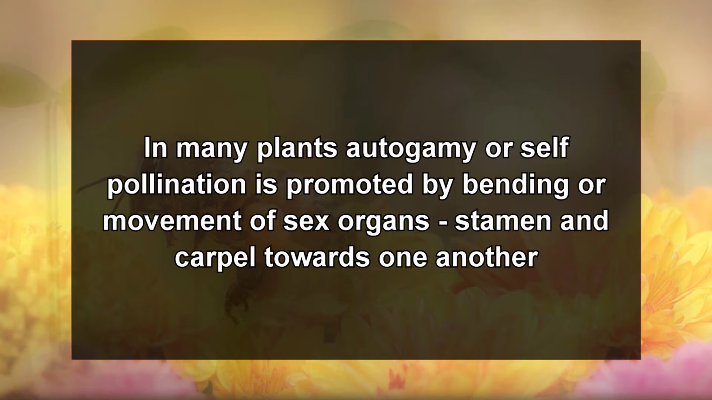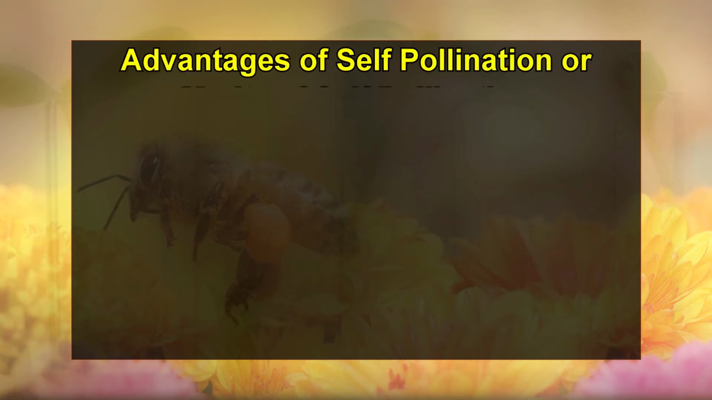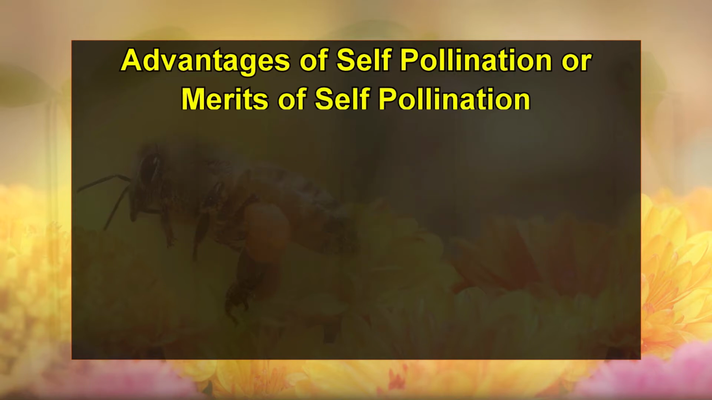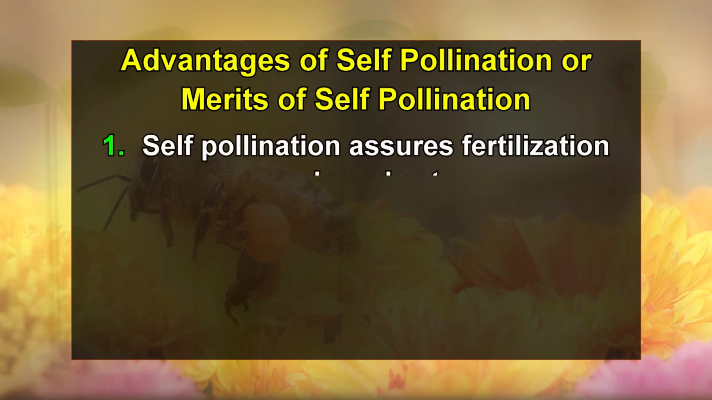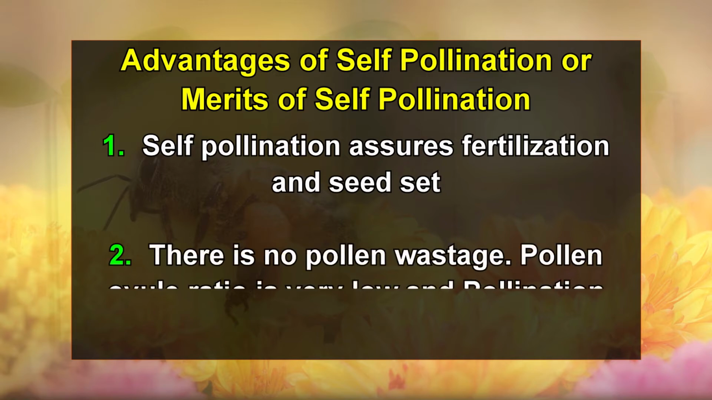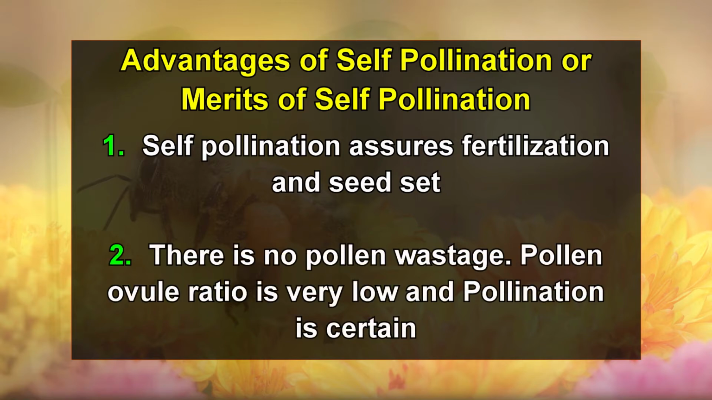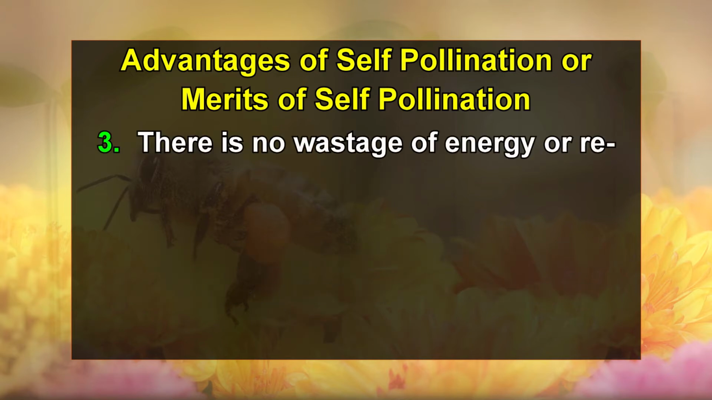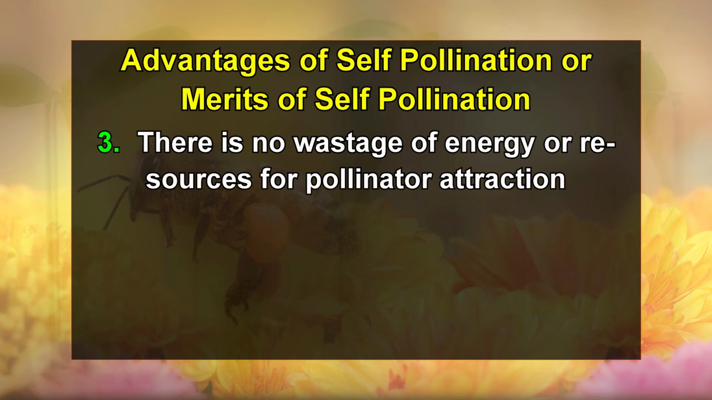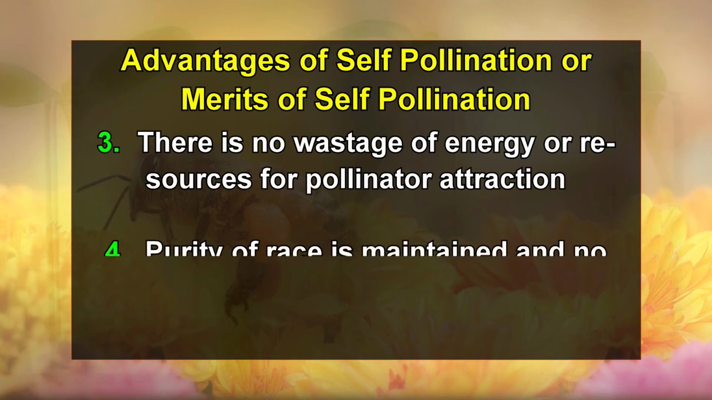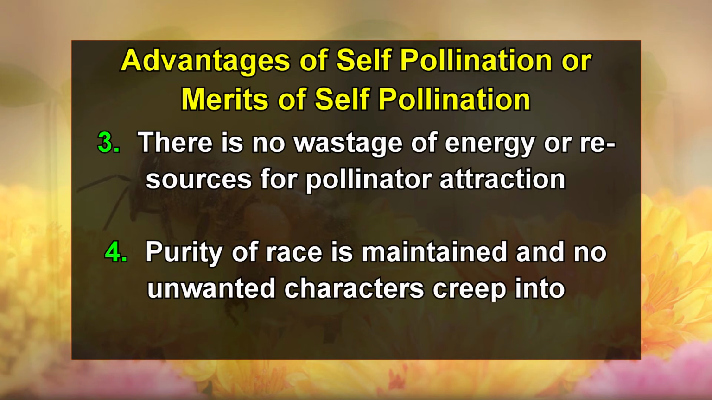There are certain advantages of self-pollination, or we can say there are certain merits of this self-pollination. This self-pollination assures fertilization and seed set. There is no pollen wastage. Pollen-ovule ratio is very low and pollination is certain. There is no wastage of energy or resources for pollinator attraction. Purity of race is maintained and no unwanted characters creep into the progeny.